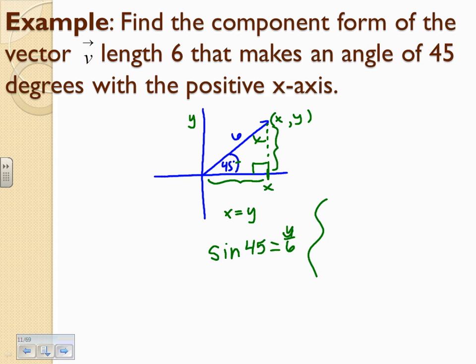Who thought of something else? Joyce? The distance formula? To find what x and y would be, because we're trying to find the component form. So I need to find what that terminal point is, so I can put it like this. So x squared plus y squared equals 6 squared. And if they're the same, you could basically make it what? 2x squared equals... Alright, so either way you'd like, go ahead and solve for x and y.